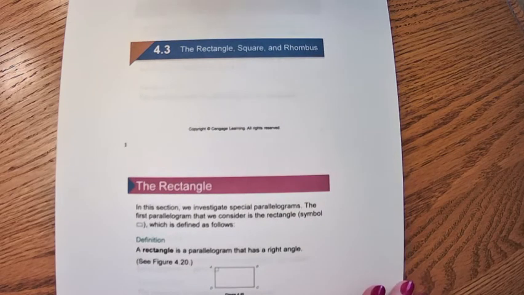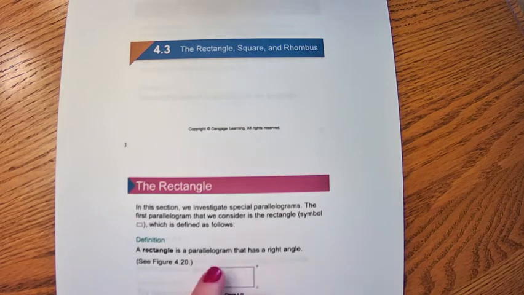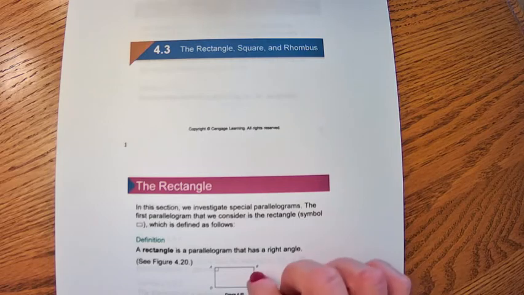In section 4.3, we're going to talk about the rectangle, the square, and the rhombus. So a rectangle is a parallelogram, so everything that's true about parallelograms is true about rectangles. What do we know about parallelograms? Opposite sides are parallel, opposite angles are congruent, consecutive angles are supplementary. That's true for any type of parallelogram, and it's also true for a rectangle.